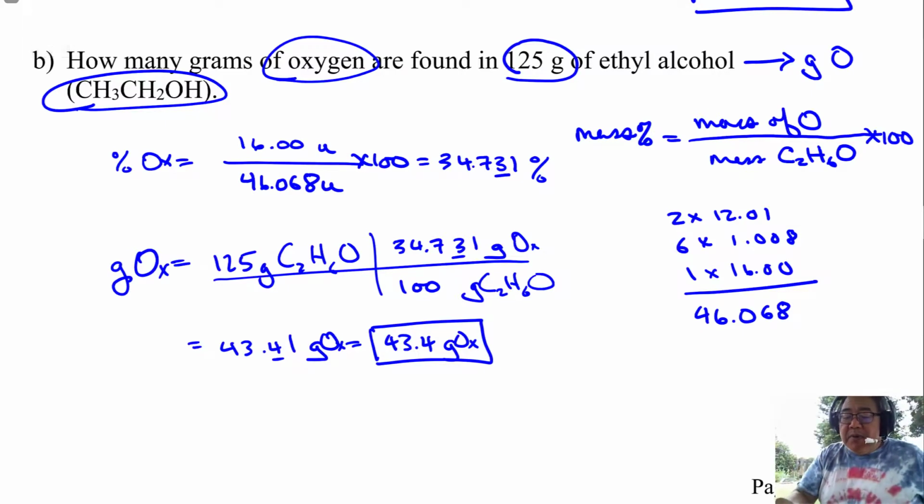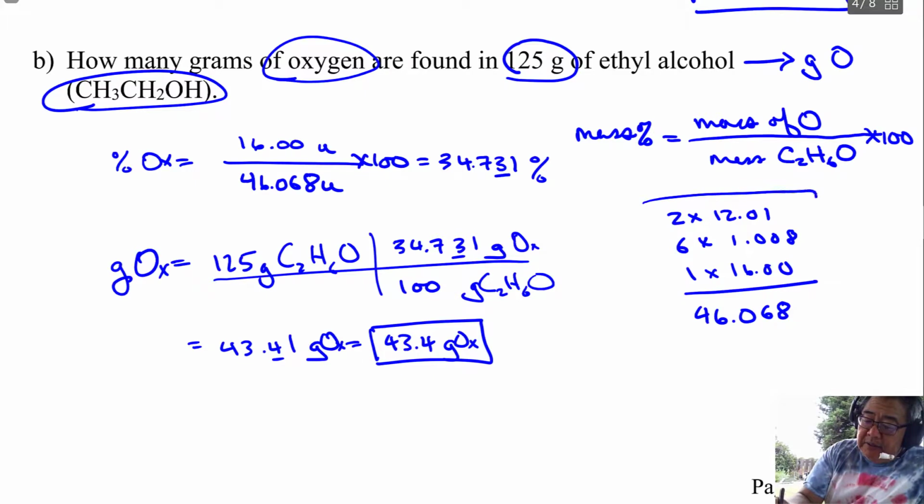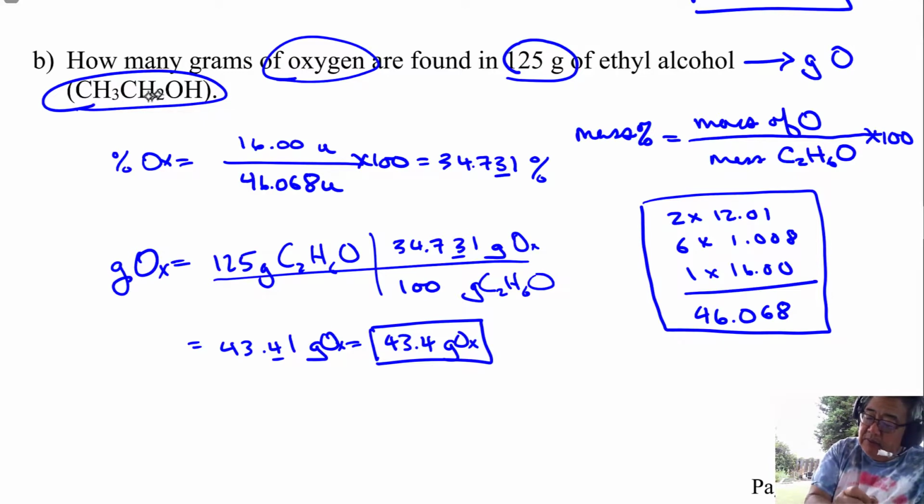Let's walk through the rest of this problem. Here's where I calculated the molar mass of ethanol. This is 2 carbons, 6 hydrogens, and 1 oxygen, which comes out to 46.068. Knowing that, I can calculate the mass percent of oxygen by saying 16, because there's only 1 oxygen, divided by the mass I calculated over here, times 100. That gives me 34.731%. Anytime you do one of these calculations, track the sig figs. This has 4 sig figs, and I carried 1 or 2 more digits so I don't have rounding problems later.